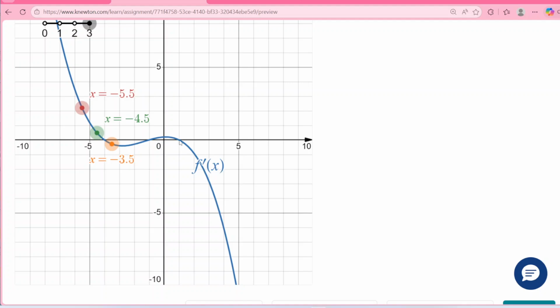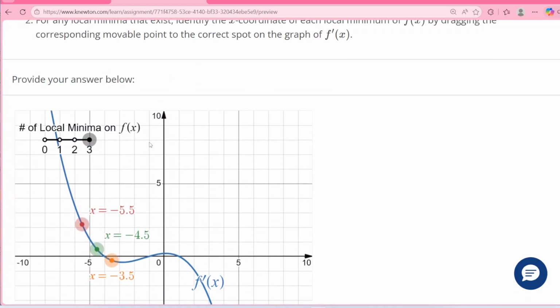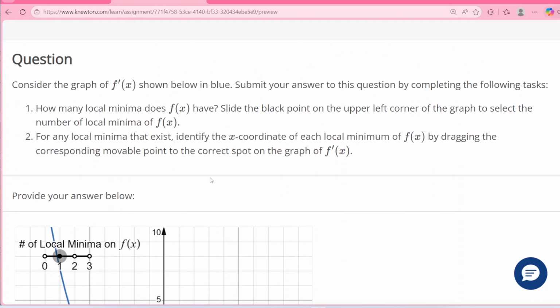And then here at 1, we've got positive derivative, positive outputs to the left, negative derivative to the right. So increasing f, then decreasing f. So you'd be at the top of a hill, a local max there. So the only place where you go from negative derivative to positive derivative, where you'd have a local min, is here at -1. There's only one local minimum, right? So I'm moving this black point over to where it says 1. So 1 local minimum on f. It says slide the black point upper left corner to select the number of local minima of f. So there's just going to be the 1.